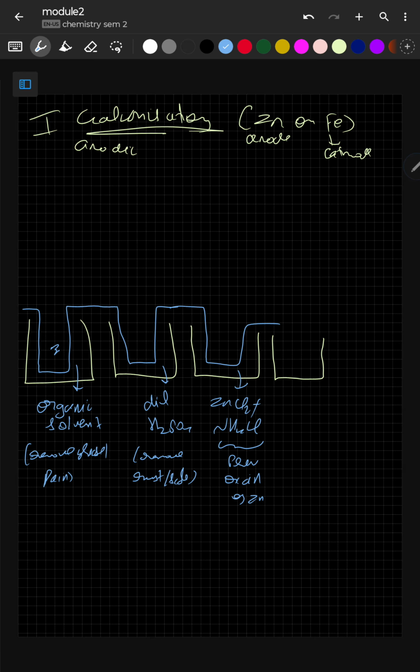Then we are going to dry it. Here a dryer is there. We dry the surface, and then we dip it in molten zinc at a temperature of 430 to 470 degrees Celsius. Then we are going to make it pass onto the rollers.